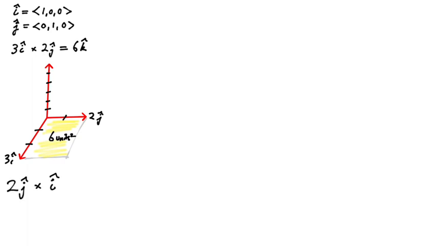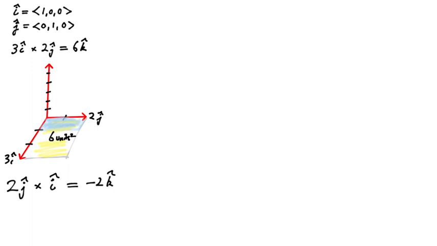Let's do another one. Let's take 2j cross i. So 2j is plotted here still, and i hat is coming out this way, just 1 unit now. So I think about the little rectangle that they form, and that little shaded area there has an area of 2 units.